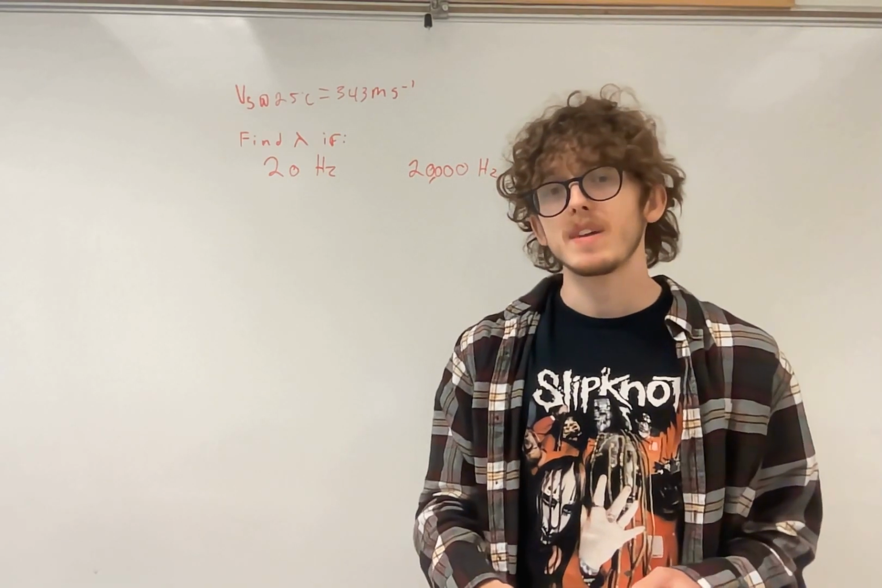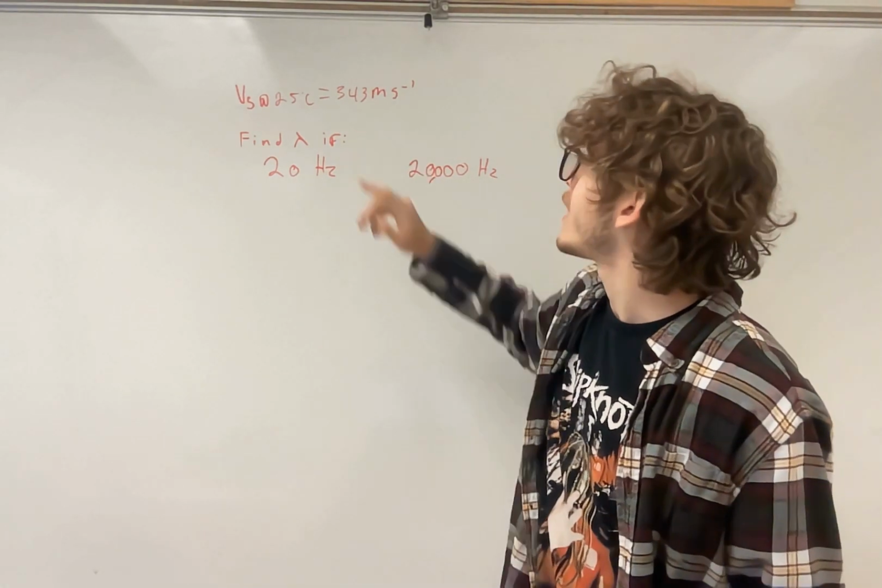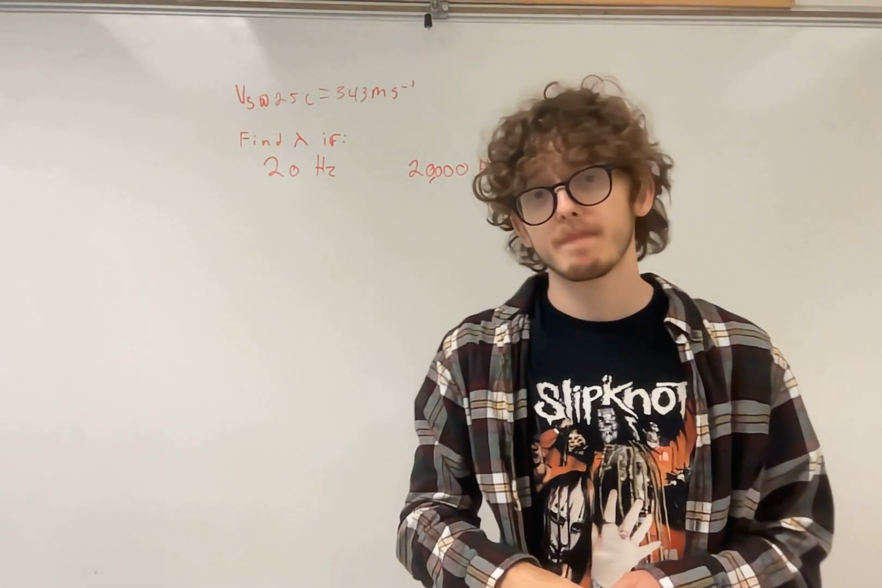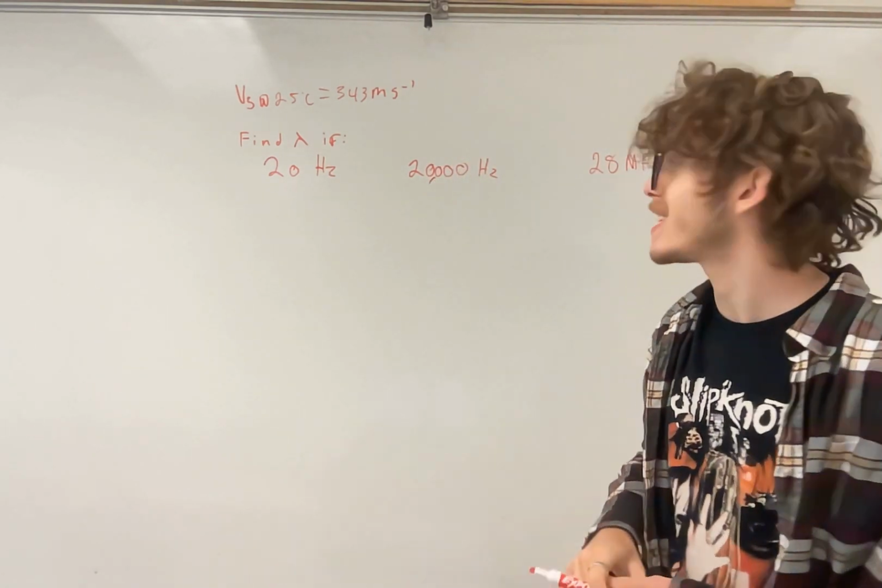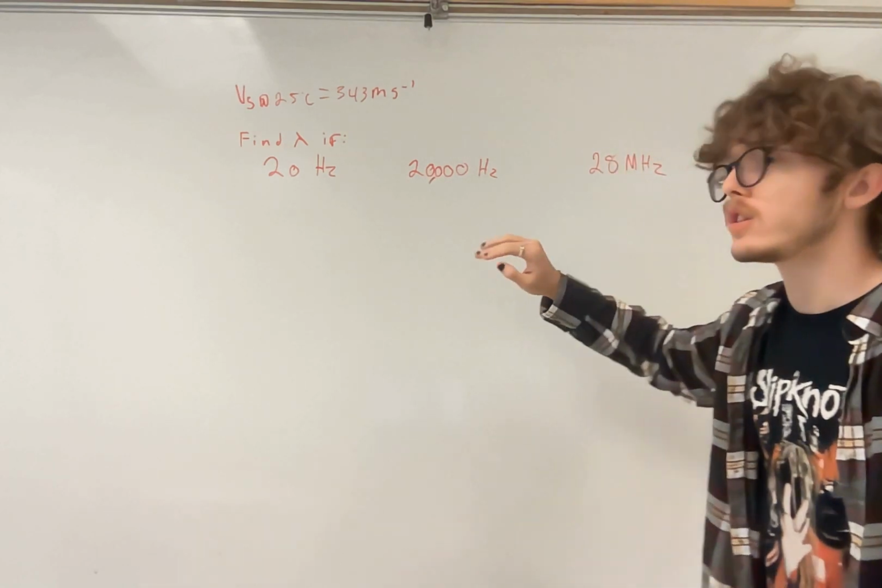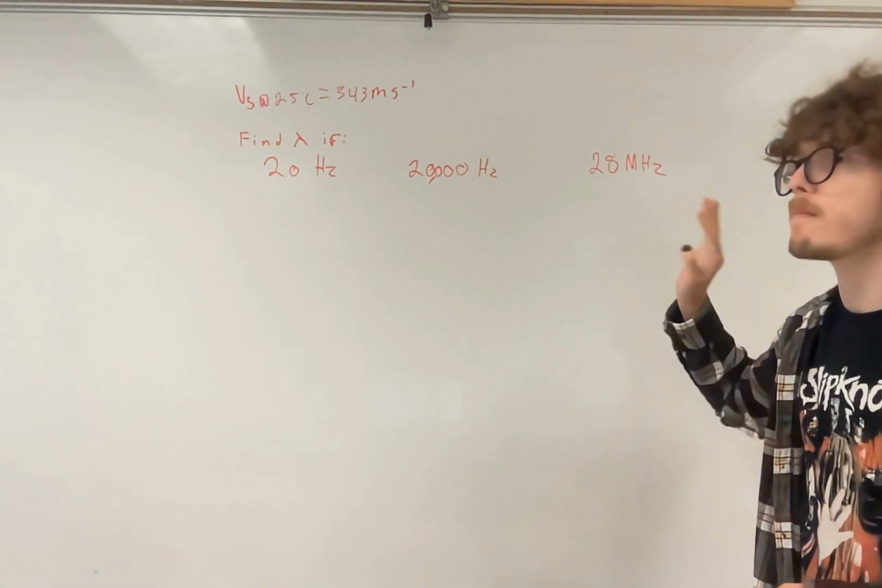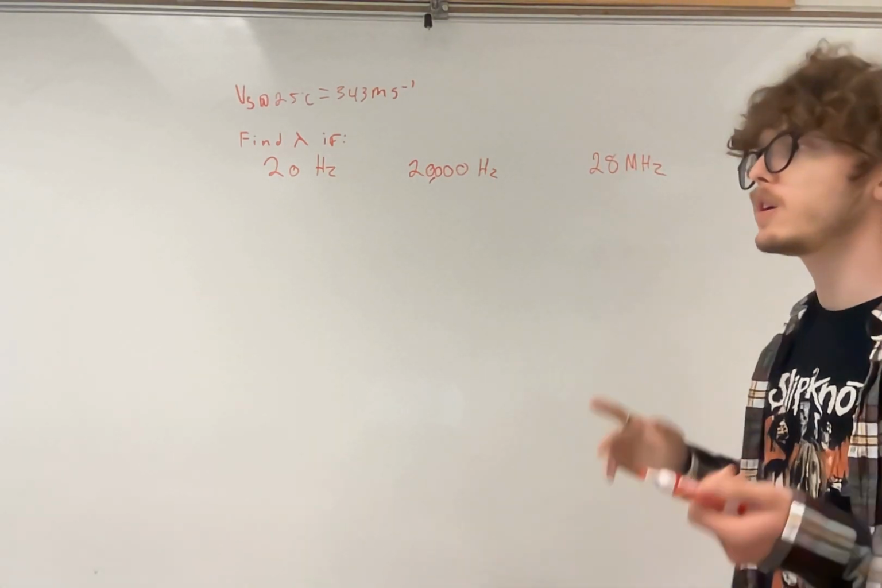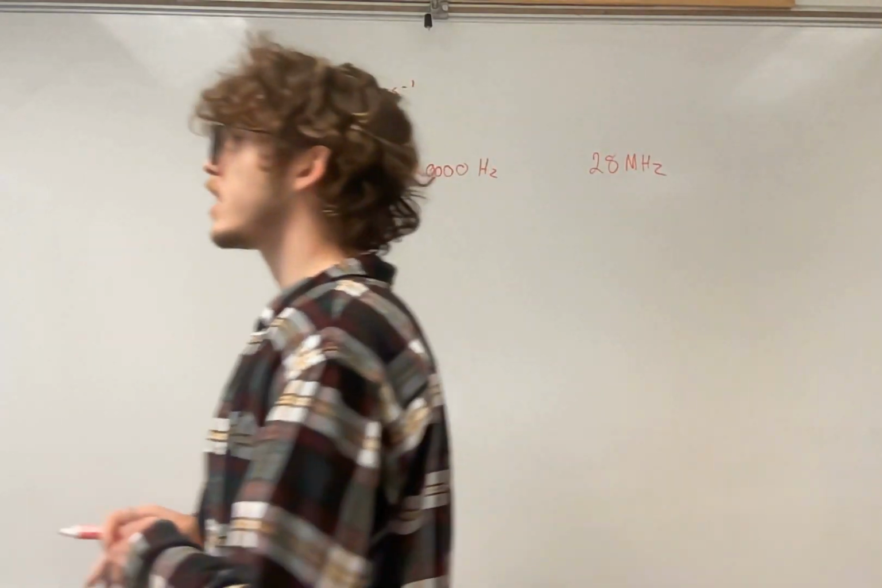So in this problem, we have a wave that is moving at 343 meters a second. We are asked to find the wavelength if the resulting frequencies of those waves are 20 hertz, 20,000 hertz, and 28 megahertz. So how do we go about a problem like this? Well, it's actually quite simple.